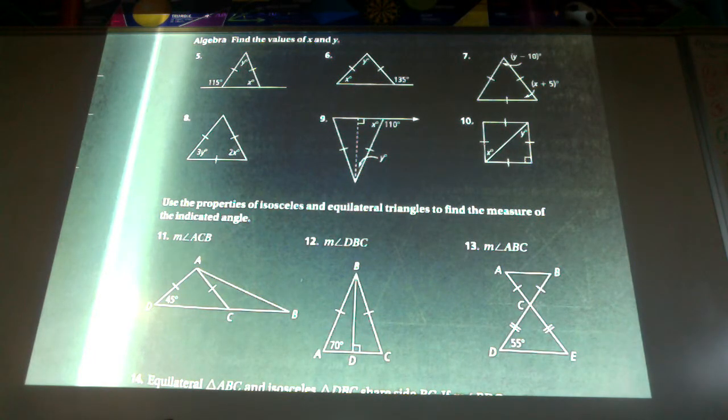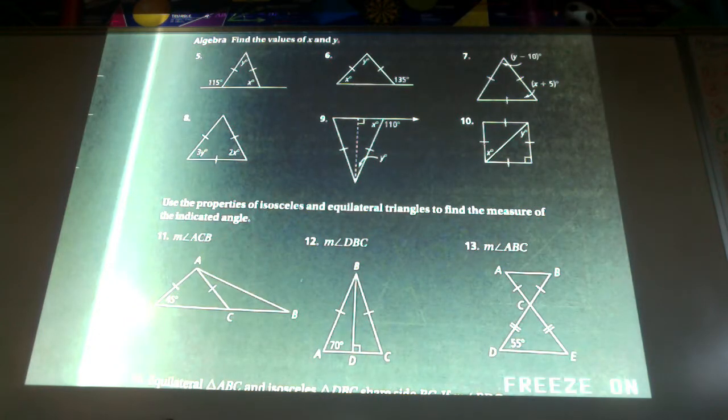We're going to do questions 5 through 13. You may work together as long as we're working. But I want you to come up with all the values of x and y for 5 through 10 and the values of the indicated angles for 11 through 13 using all of your knowledge of triangles. All triangle knowledge. That includes exterior angles with their remote interior angles, isosceles triangles, equilateral triangles, the triangle sum theorem. All of that comes into play.